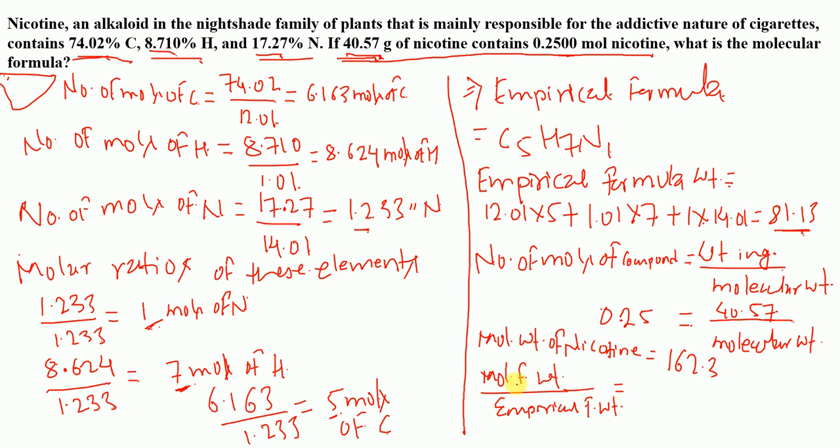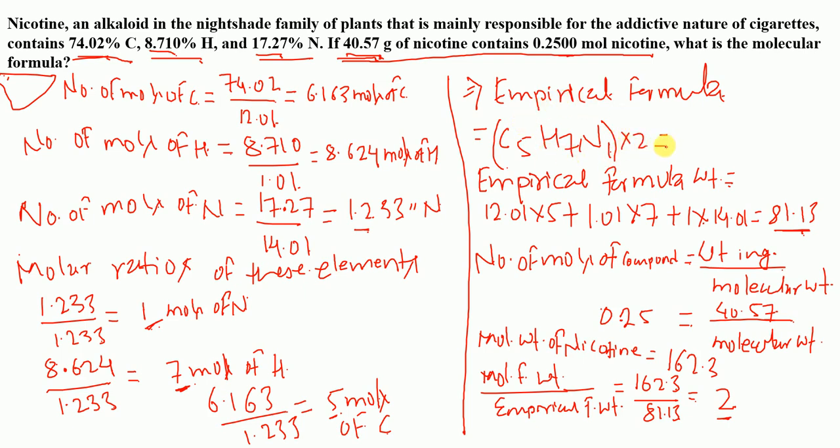The molecular formula weight we have is 162.3, divided by the empirical formula weight, which is 81.13. This will be equal to 2. So now we have this number 2. What we have to do then is multiply all these elements by 2 to get the molecular formula.